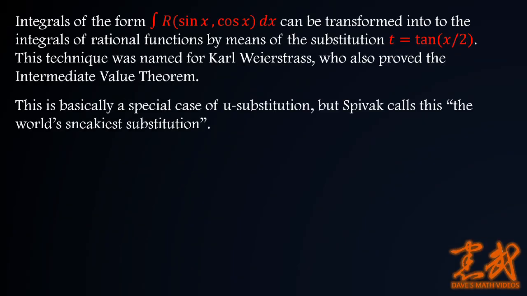Of integration, which allows functions that are some combination of sine x and cosine x to be transformed into integrals of rational functions by means of the substitution t equals tan of the quantity x over 2. This technique was named for Karl Weierstrass, who also proved the intermediate value theorem. And although this is basically just a very special case of u-substitution, Spivak, in his famous text, calls this the world's sneakiest substitution. So let's go on and see how it's done.